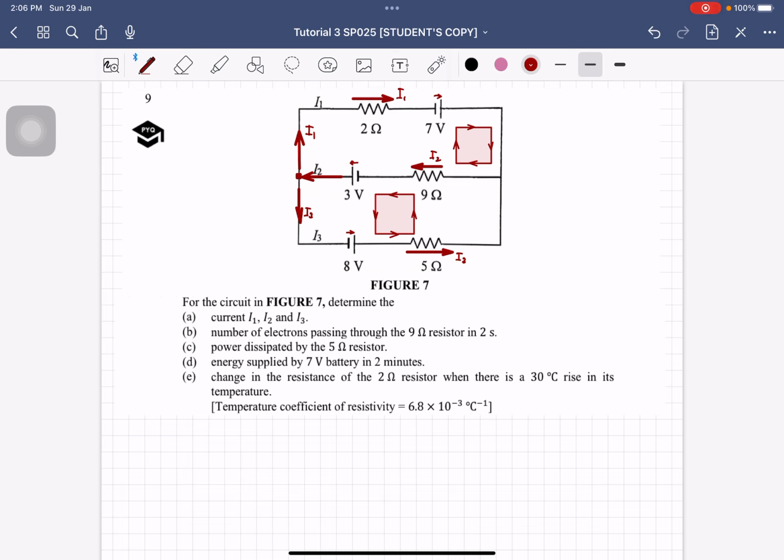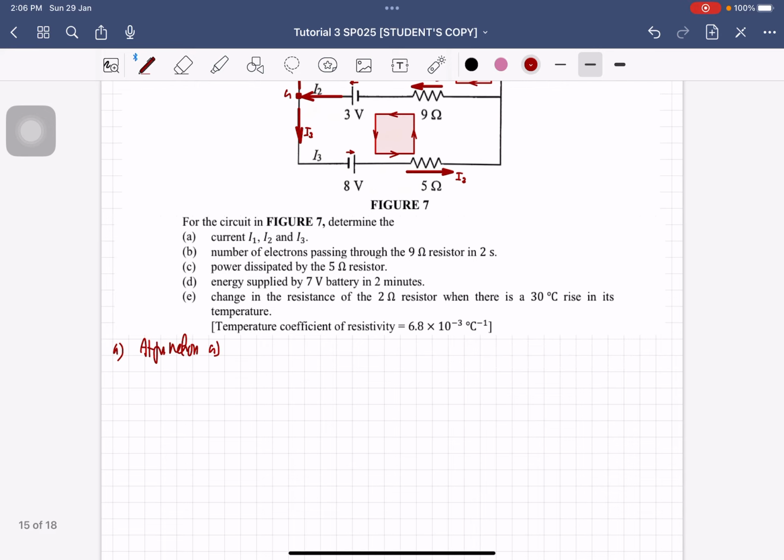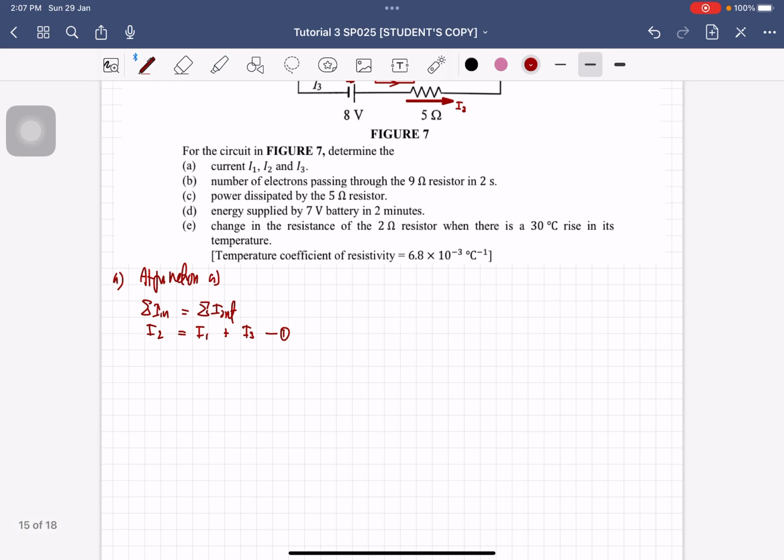Okay, so this is question A. At junction A, we have total current going in equal to the total current going out. So it's going to be I2 equal to I1 plus I3. This is equation 1. After that, we apply Kirchhoff's second rule, which is the total EMF equal to the total product of current and resistance.